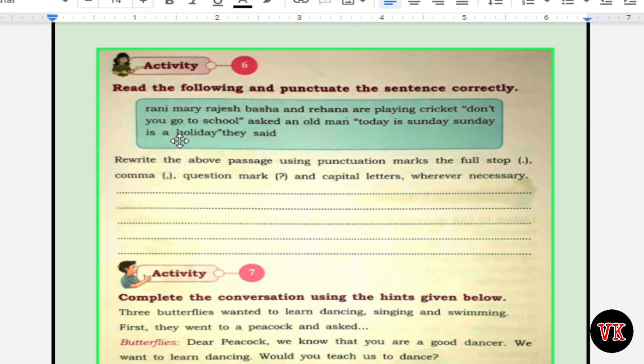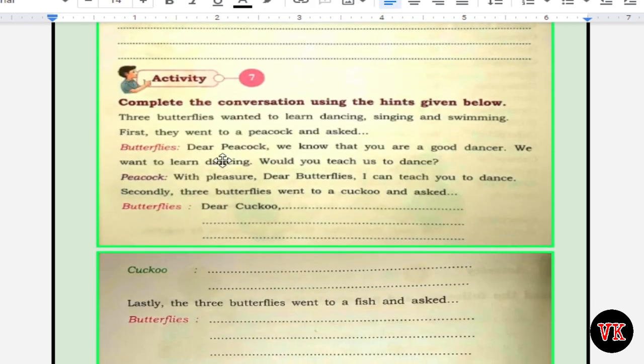The next activity is complete the conversation using the hints given below. 3 butterflies wanted to learn dancing, singing, and swimming. First, they went to a peacock and asked. You know very well, the peacock is a good dancer. That's why the butterflies asked the peacock, Dear peacock, we know that you are a good dancer. We want to learn dancing. Would you teach us to dance? Then the peacock answered, With pleasure, dear butterflies, I can teach you to dance.